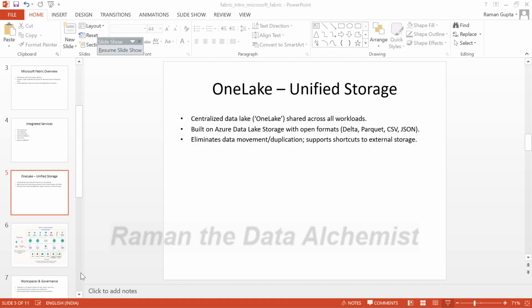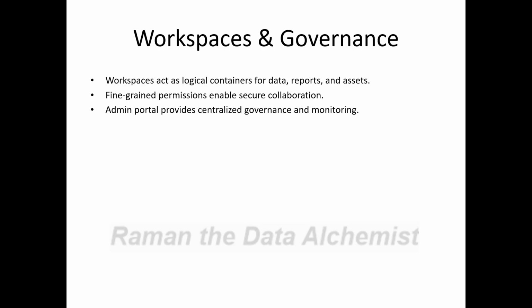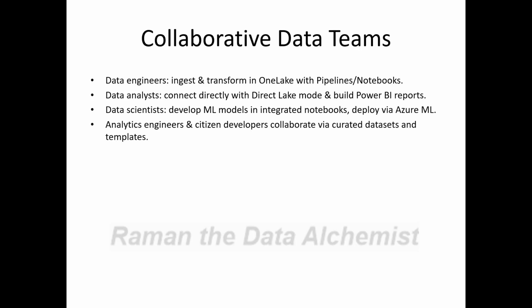Now coming to our presentation, this is the OneLake unified storage. Okay, workspace and governance is done. Now we'll move to the collaborative data teams. So earlier, before Microsoft Fabric, we were in the traditional roles and challenges, right? Now currently we have all the items in a single web interface, right? But in the traditional way, before Microsoft Fabric or before the advancement of the cloud, what used to happen?